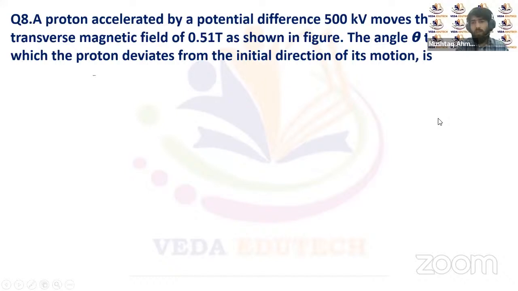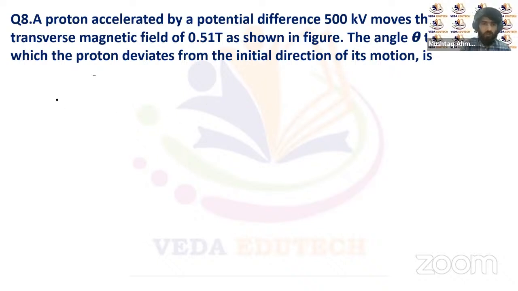Now let's move on to another question. A proton accelerated by a potential difference of 500 kilovolt moves through a transverse magnetic field of 0.5 Tesla, as shown in the figure. The angle theta through which the proton deviates from its initial direction of motion is? And we know that once again the deviation is twice theta.